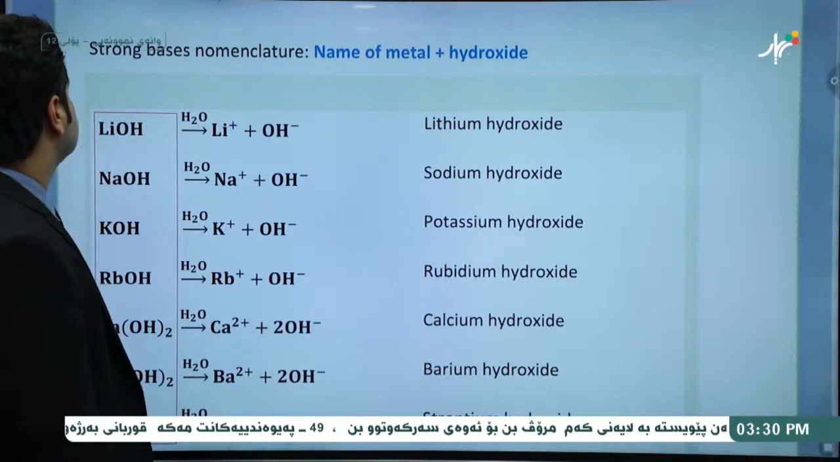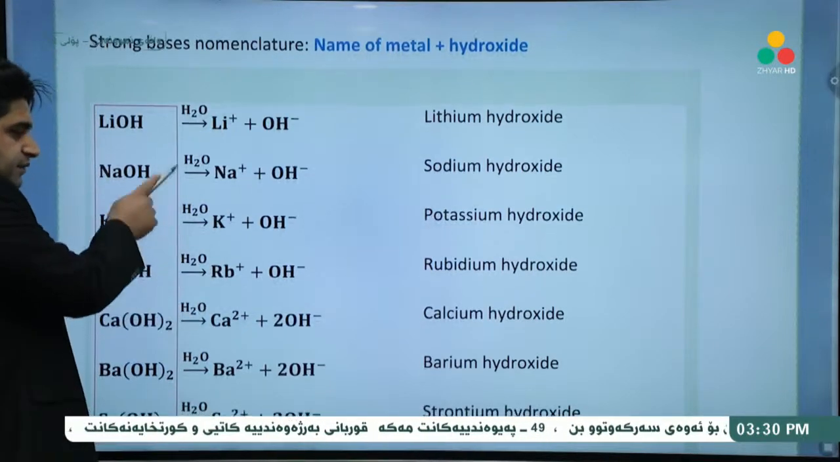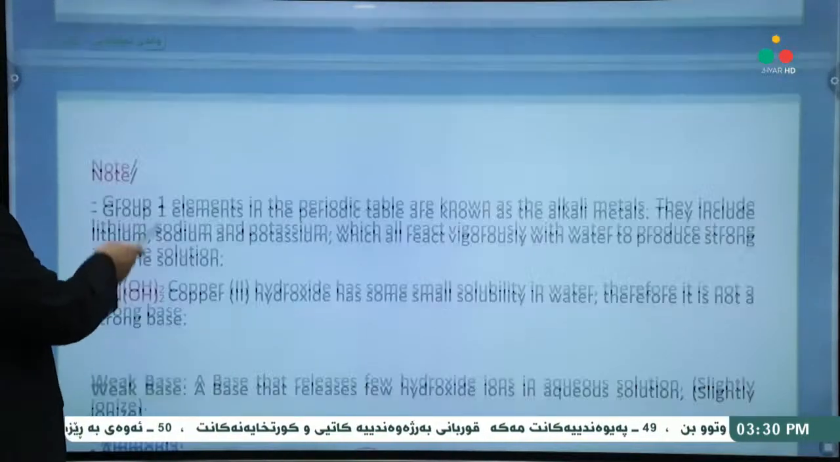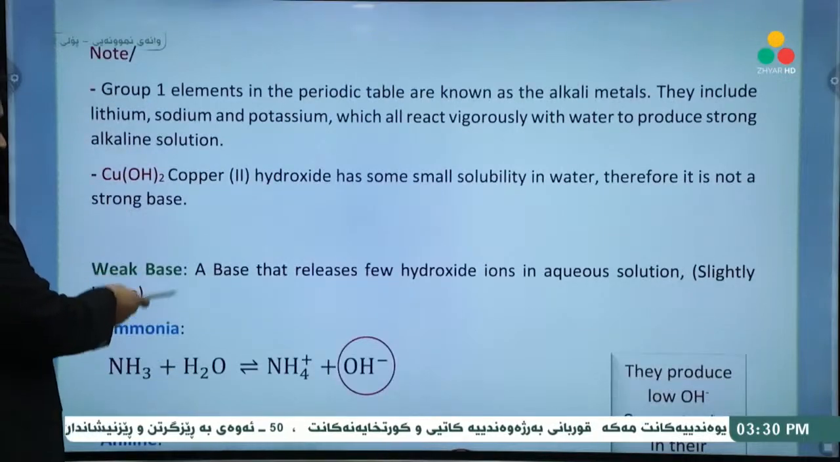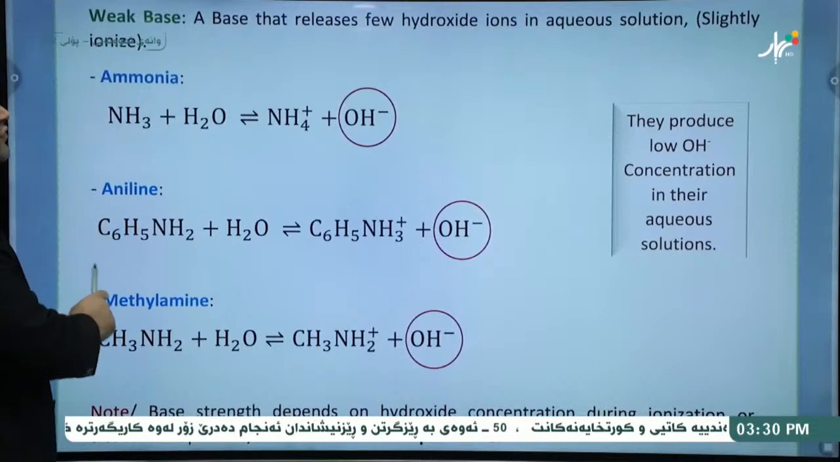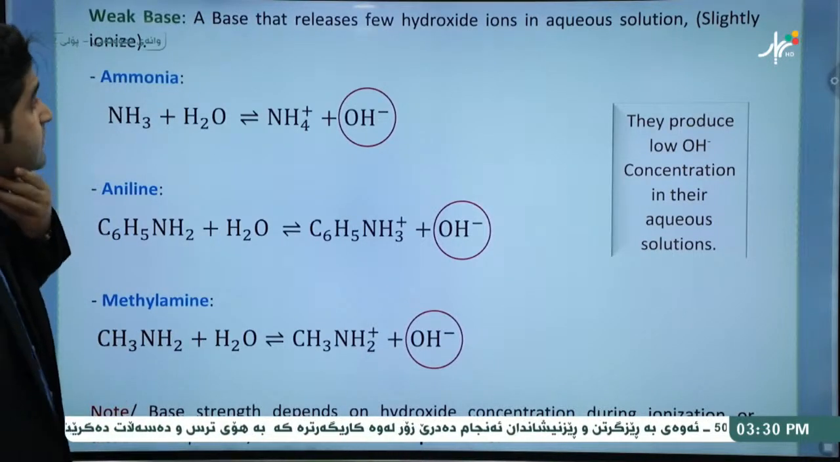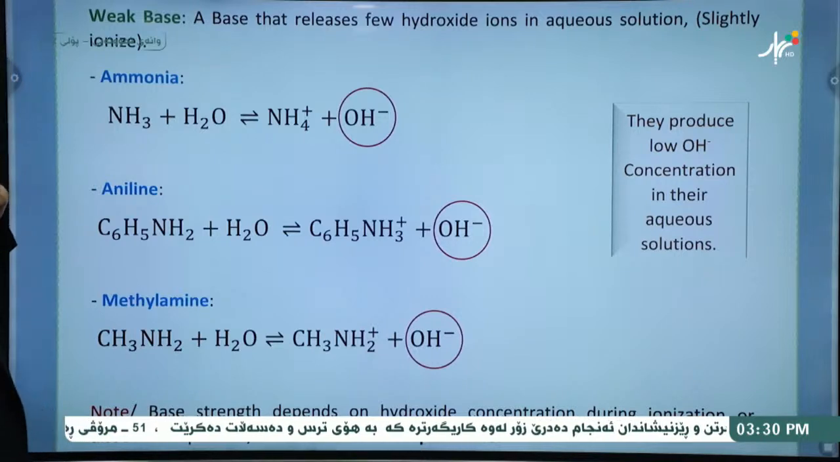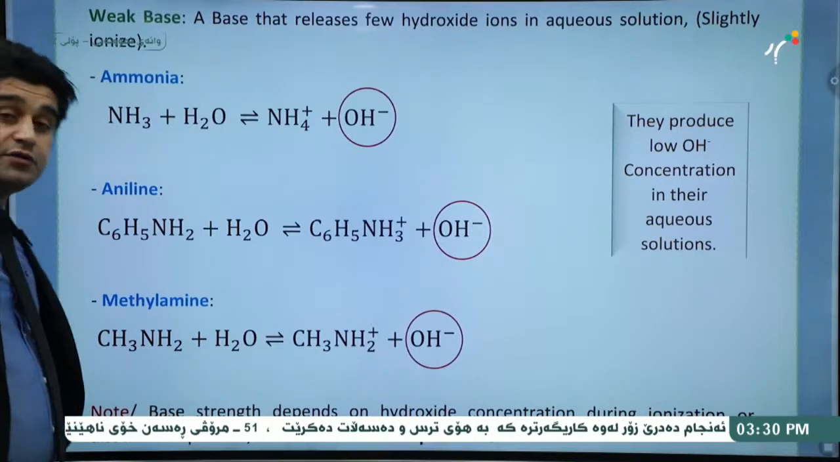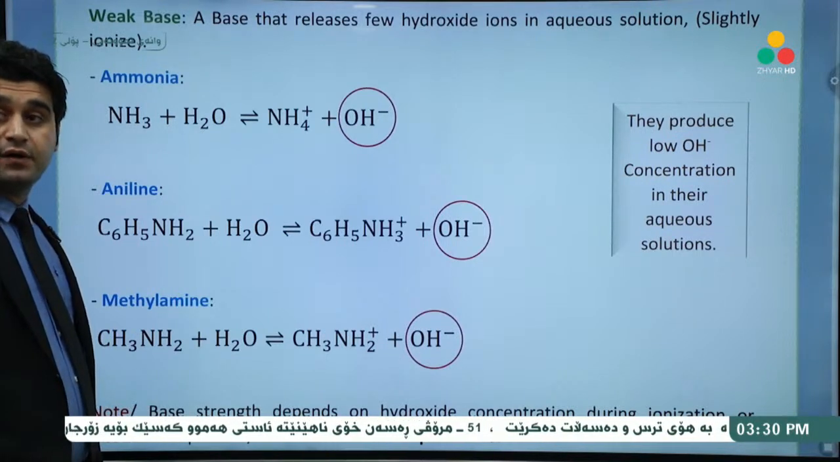Strong bases, okay, nomenclature. Well, it's very easy. I don't like to waste our time talking about the nomenclature of the bases. There are very, very important things, and we have to use our time for the important things. Weak bases are molecular compounds, but strong bases are ionic compounds.